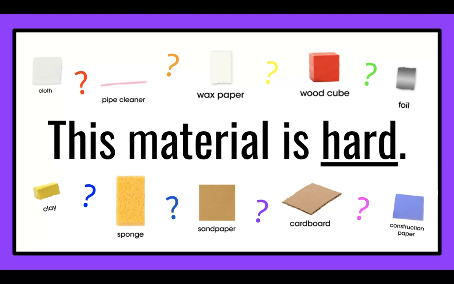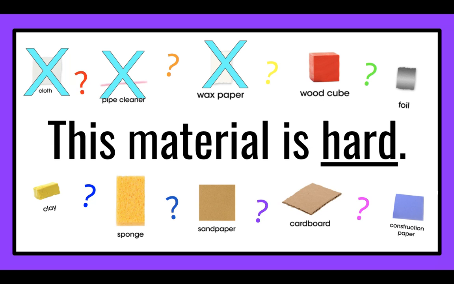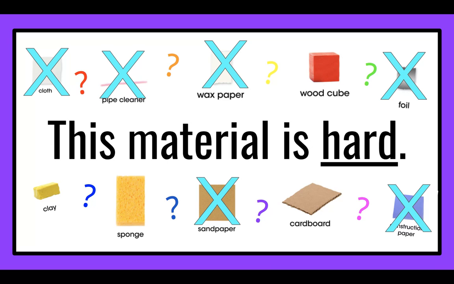So the first thing I want to do is go through and mark off everything that is not hard. For example, the cloth, not hard. Pipe cleaner, not hard. Wax paper, not hard. Now the cube is hard, so I'm going to keep it there. Foil, not hard. Construction paper, not hard. Sandpaper, not hard. Sponge, not hard. And I kept the cardboard because it could be hard. And I kept the clay because I know our clay in the classroom sure is hard. So right now we have 3 of our 7 materials that have the property of being hard.